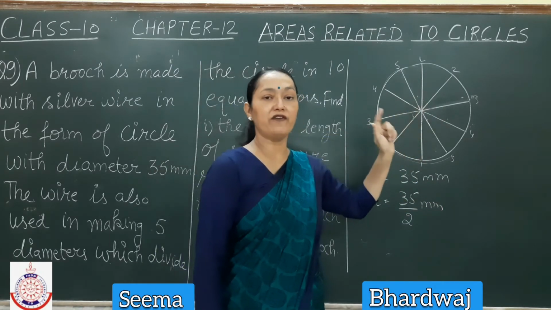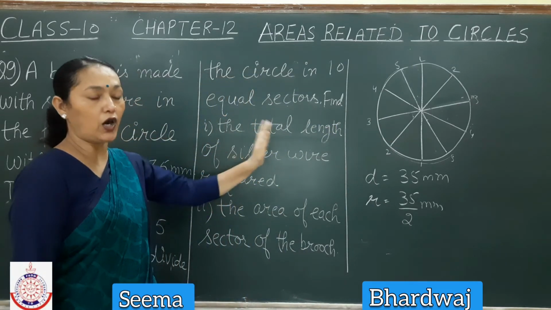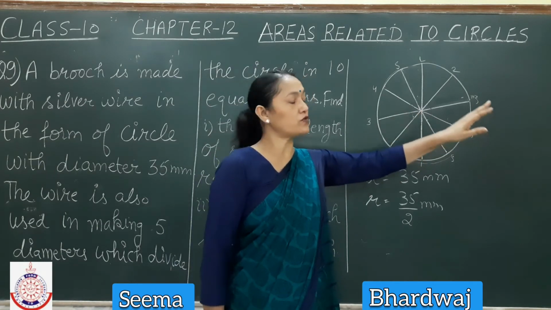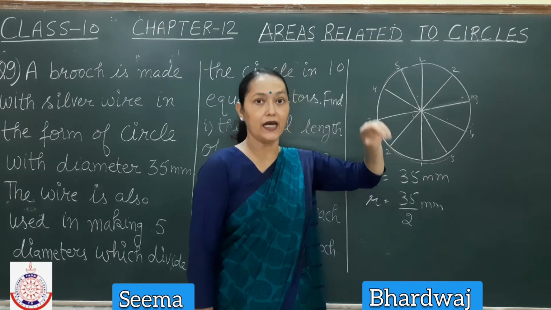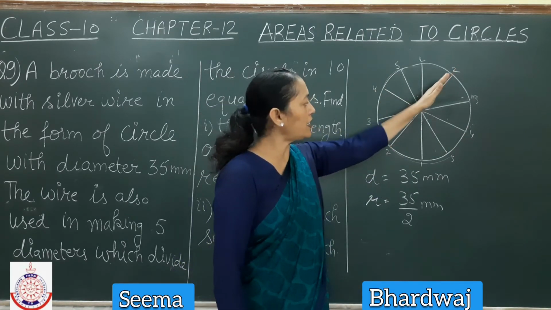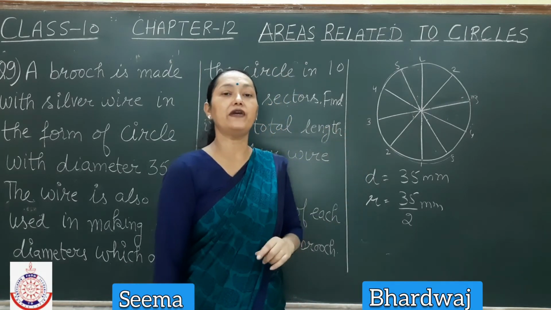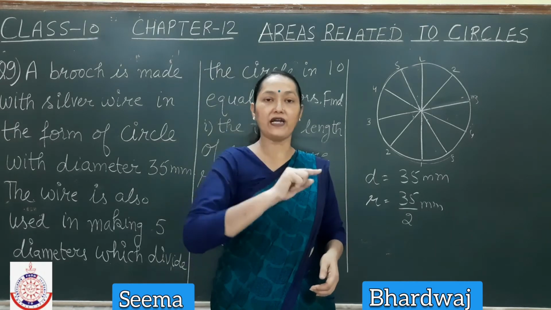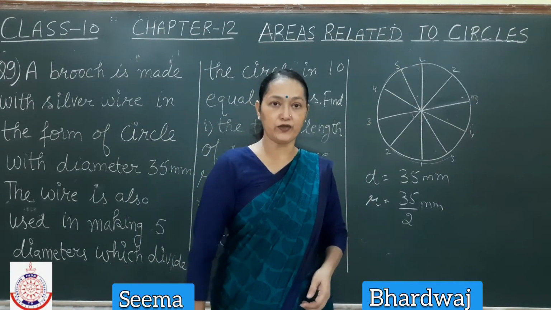First part, they are saying find the length of the wire used. How to find the length of the wire? Where is wire used? Wire is being used to form the outer part, that means the circumference, and then 5 wires are used inside as diameters. So if we calculate the circumference of the circle and add 5 times the diameter to it, we will get the length of the wire used.